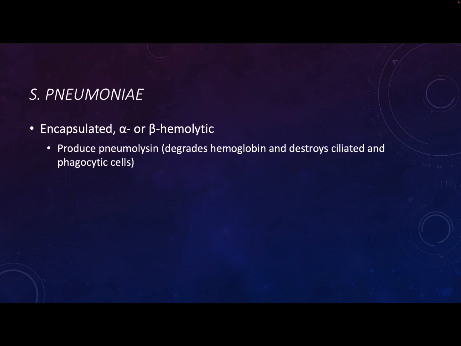They produce toxins that will break down hemoglobin. So that's how you get the hemolysis. And also that can destroy ciliated cells. So remember, up your respiratory tract is that mucociliary escalator that's supposed to help clear out infection, get rid of junk that's gotten into your respiratory tract. So this toxin can kill those cells, so you get the buildup of mucus in the lungs, and it can destroy the phagocytic cells like the alveolar macrophages.